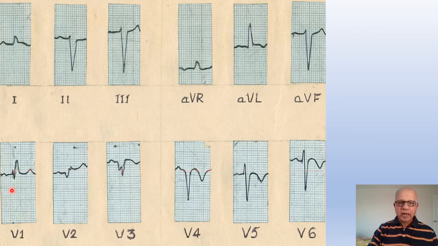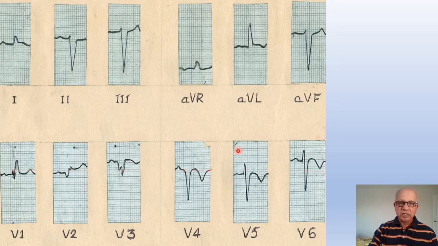Second point, if you look at V1, it shows an RSR prime pattern, which indicates a right bundle branch block. So first degree AV block, right bundle branch block. Now there is a QR pattern in V2 and a QS pattern in V3 and V4 indicating an anterior wall myocardial infarction, right? The ST segment has settled down to the isoelectric line, but the T waves are still inverted. So it can be said to be a recent anterior wall myocardial infarction.